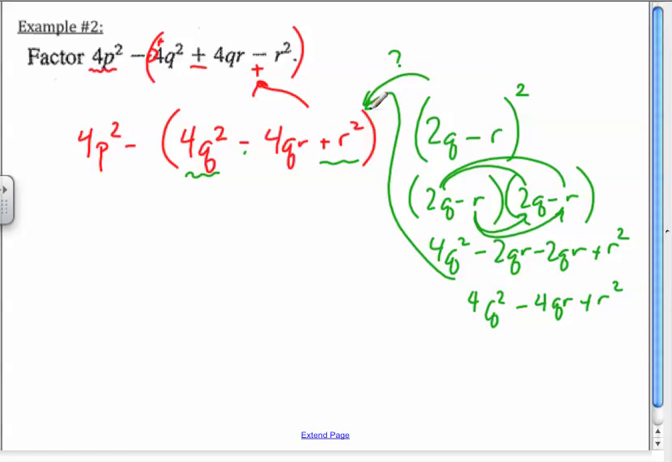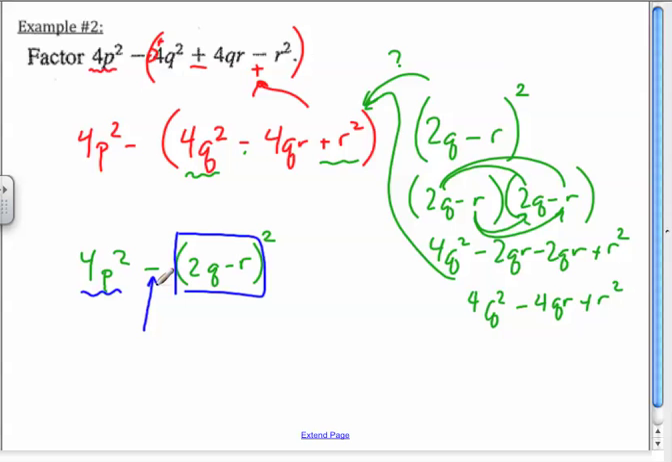Good. So now this is 4p squared minus something else squared. That sounds like the difference of squares. Whoa! Wait a minute. Let me just put this in a box. Do you see that this thing's being squared? Do you see that this is a perfect square? Do you see that this is a difference? This is called the difference of two squares. That means I need to keep factoring.